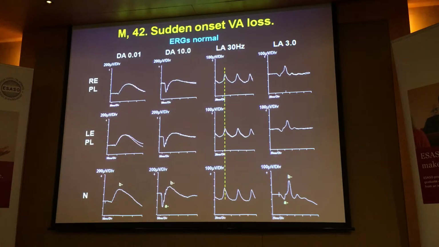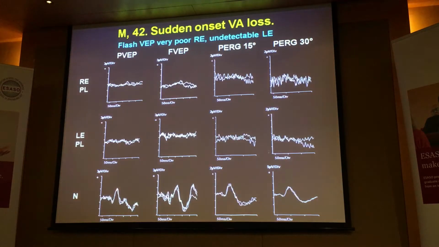So we do our ERG, and ERGs are normal. But what I didn't show is that when you do a VEP, you don't just use a pattern reversal, you always use a flash as well. The flash is virtually undetectable from the left eye and markedly abnormal on the right. The patient has normal retinal function, but abnormal macular function. Abnormal macular function, where you've just got a small area of retina not working, will not cause a flash VEP abnormality which is this profound.